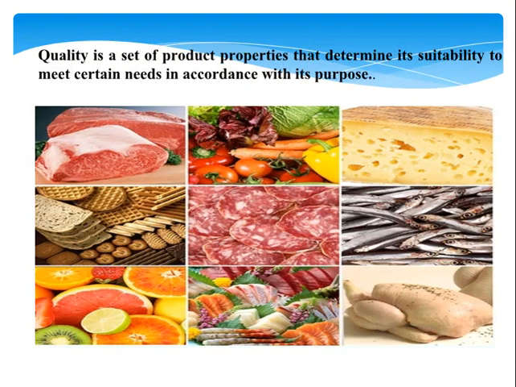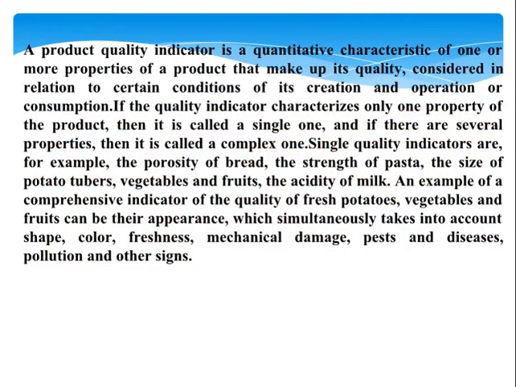Quality is a set of product properties that determine its suitability to meet certain needs in accordance with its purpose. A product quality indicator is a quantitative characteristic of one or more properties of a product that make up its quality, considered in relation to certain conditions of its creation and operation or consumption. If the quality indicator characterizes only one property of the product, then it is called a single one, and if there are several properties, then it is called a complex one.